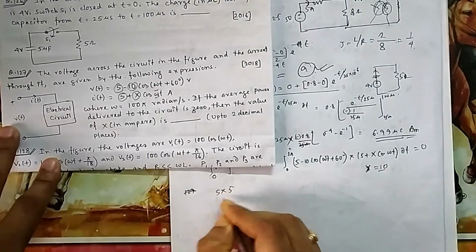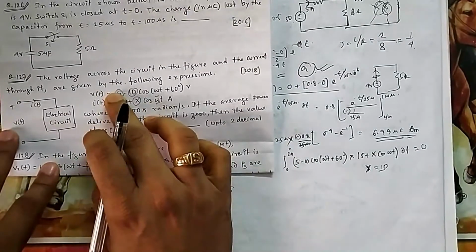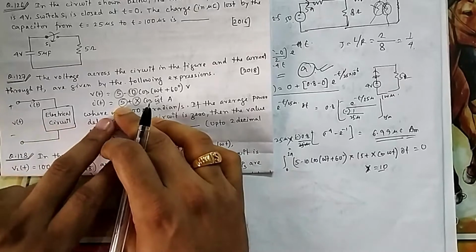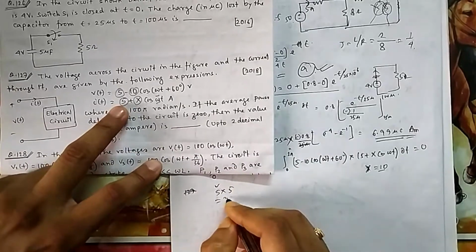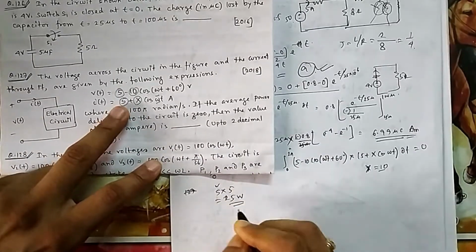DC the power consumed, if I give 5 volt, then how much current am I getting? 5 ampere you are getting. So you can think of it as 25 watt.